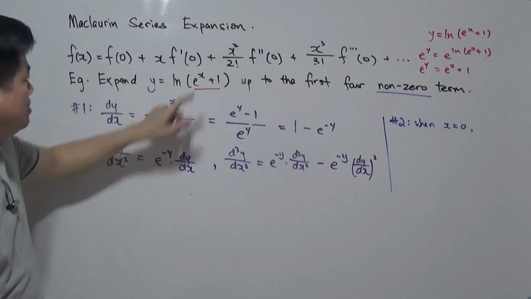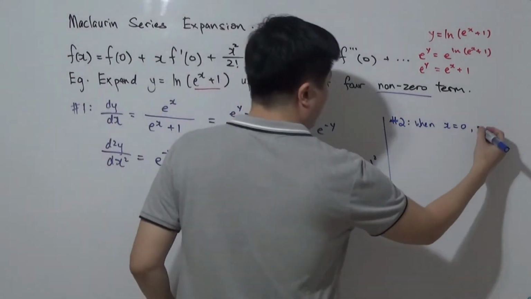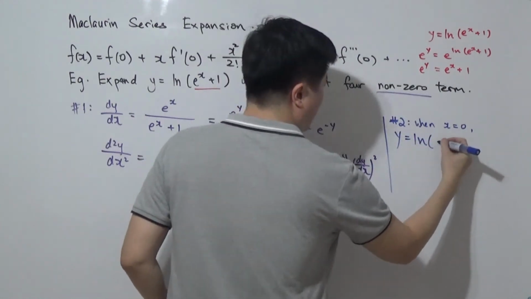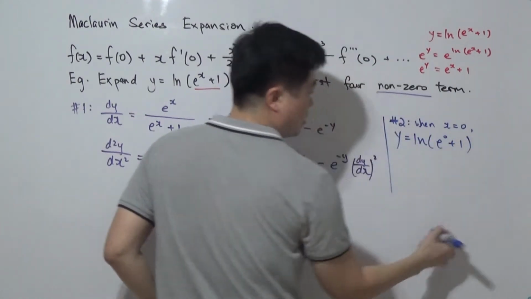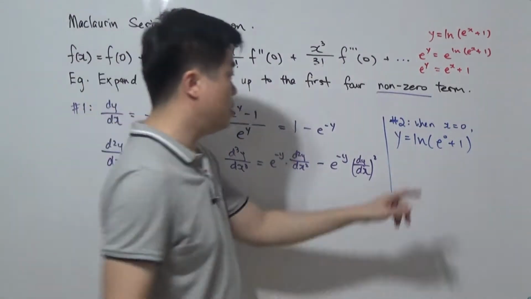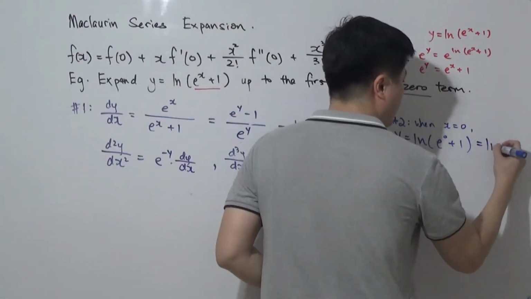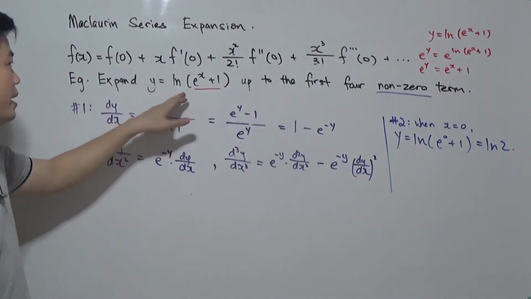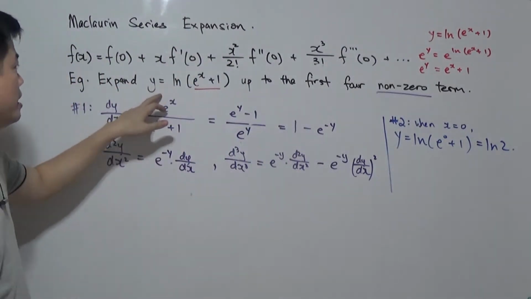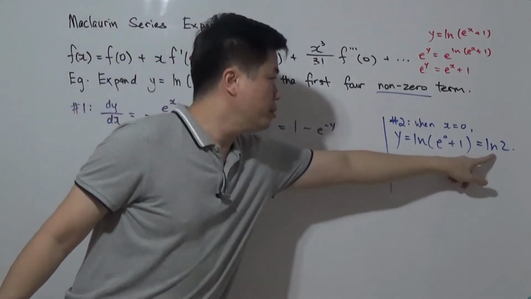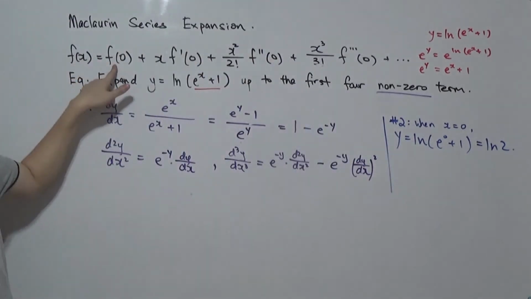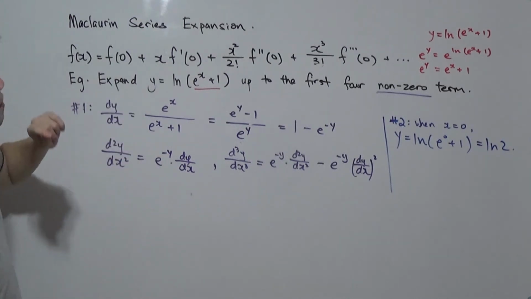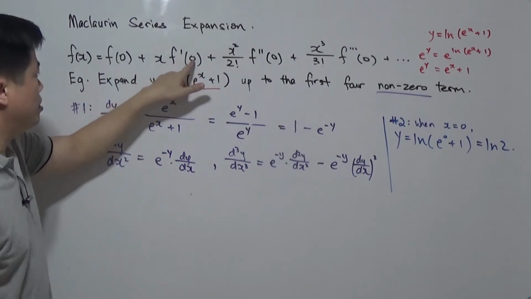So that will give us y equals ln(e to the power of 0 plus 1). And e to the power of 0 is just 1, so we have ln 2. There you have it. That's the value of y when x is equal to 0, and this ln 2 is this guy, f(0). Now next up, we're going to find out what is f'(0).